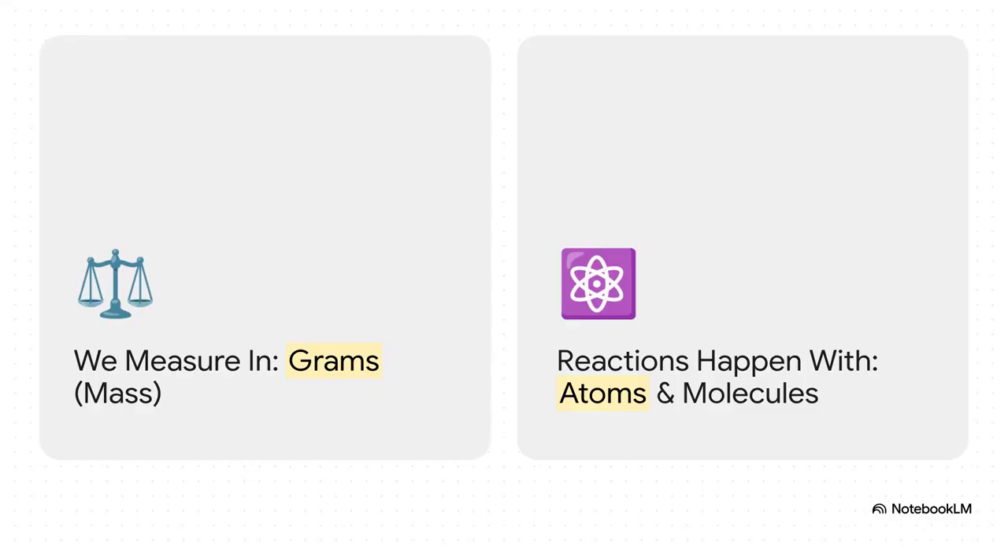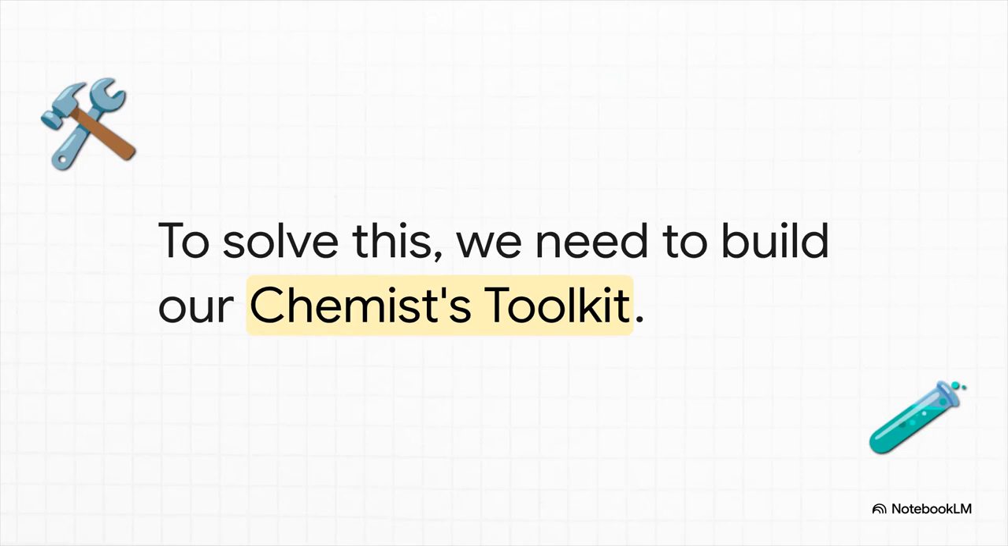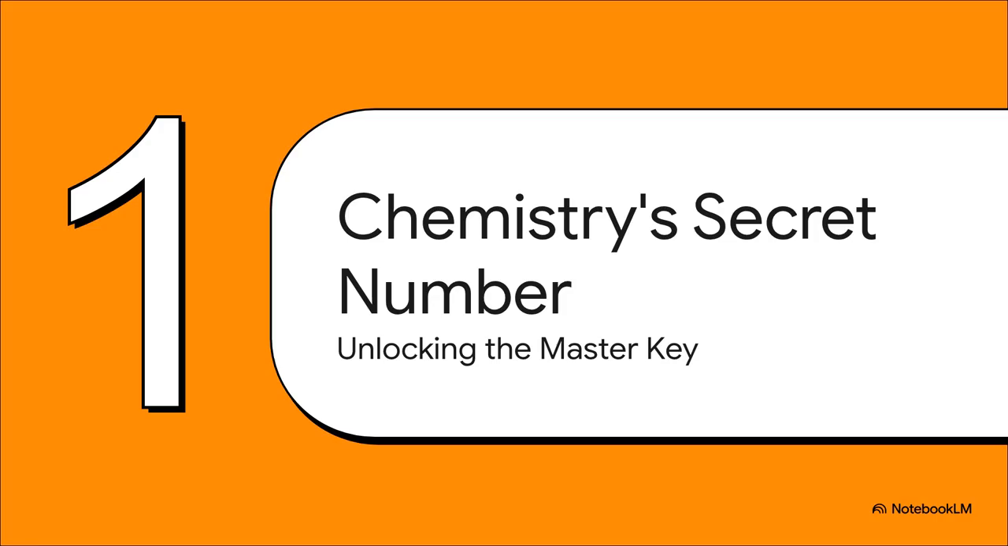And this is the disconnect we're talking about. On the one hand, you've got your lab scale, which measures mass in grams. But on the other hand, the chemistry itself, the reactions, depend on a specific count of atoms and molecules. We need some kind of bridge to get from mass over to count. So to build that bridge, we're going to assemble a kind of chemist's toolkit. By the time we're done here, you're going to have a complete set of tools that lets you solve some really cool molecular mysteries.